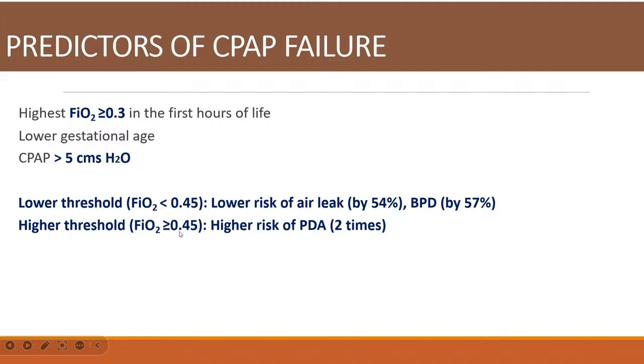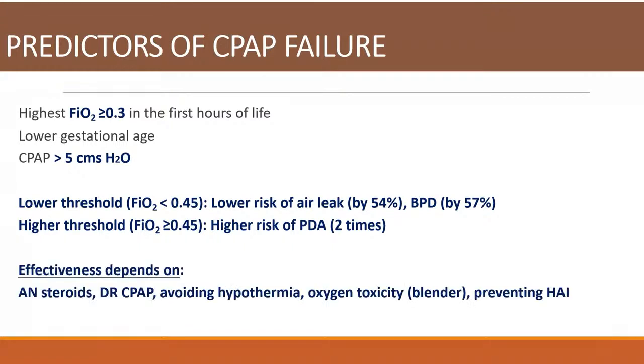Using a higher threshold of more than 45% FiO2 to decide the need of surfactant has been definitely found to be detrimental when compared to lower FiO2, because a higher FiO2 threshold has been associated with a greater risk of developing a hemodynamically significant PDA, with the risk being almost 2 times greater when compared to using a lower threshold for deciding surfactant replacement. Likewise, the other benefits of using a lower threshold for deciding the need for surfactant include a lower risk of air leak syndromes by 54% and bronchopulmonary dysplasia by 57%.